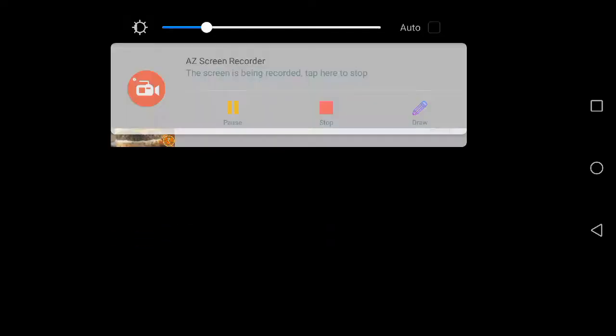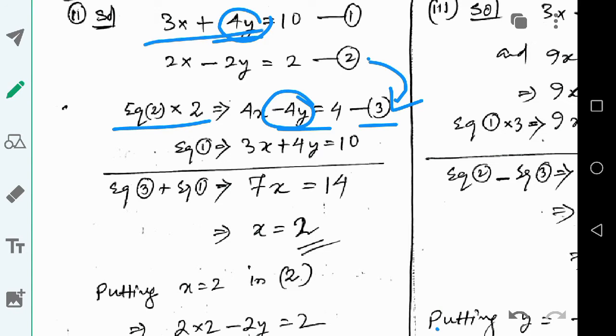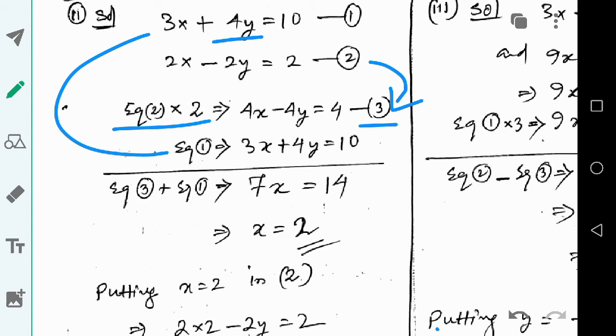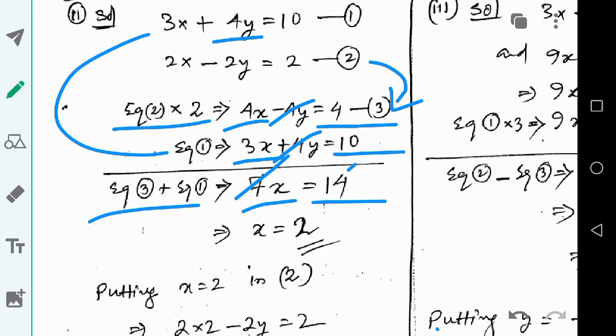In order to add equation number 1 with 3, let us write equation number 1 right below 3. Now adding 1 and 3, we have got, here you see, minus 4y plus 4y cancel, so thrice x plus 4x is equal to 7x, and 4 plus 10 is equal to 14. Dividing both sides by 7, 14 by 7, x is equal to 2. Hope you have understood this.